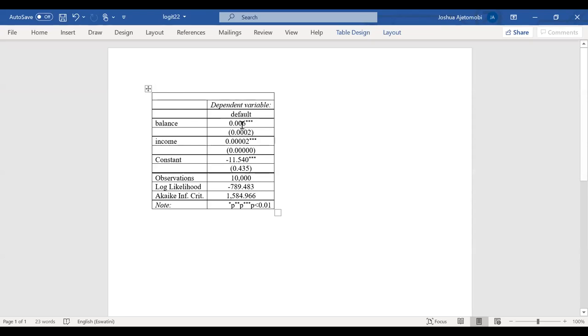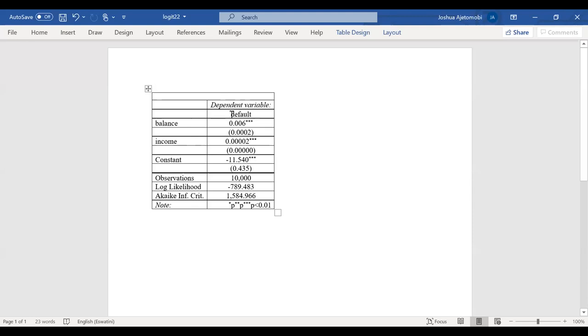Here you have 0.006, and it has 3 stars. These 3 stars show you that this coefficient is statistically significant at 1%. So we are now sure that balance affects the likelihood of default. Income also will affect the likelihood of default.